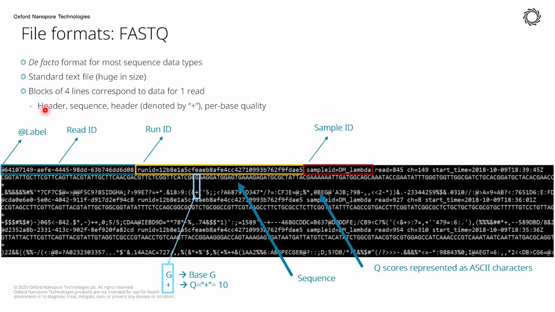For example, it has a header, then the sequence. Again, the header should start with an at sign, and then you are going to get all the information. Everything is embedded in this file, starting from base quality, all the base-specific information. And the Q score here is represented as ASCII characters, like American Standard Code characters. And all the other information, starting from read ID, run ID, sample ID, everything is included in this text file format called FASTQ.